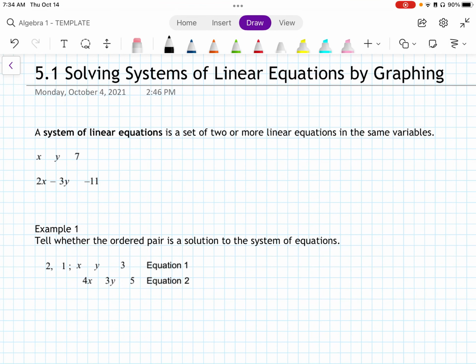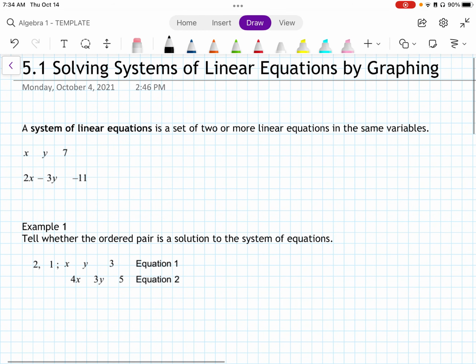All right, 5.1, solving systems of linear equations by graphing. So starting off, a system of linear equations is a set of two or more linear equations with the same variables. And by saying same variables, it also means that they need to be graphed on the same graph, right? They belong together.